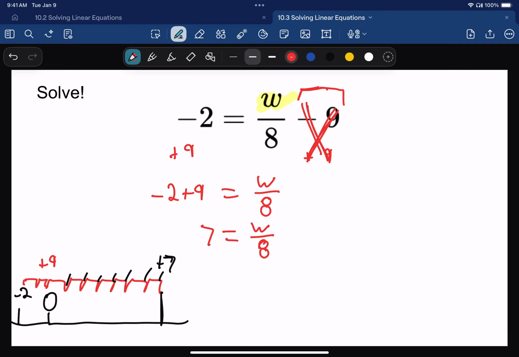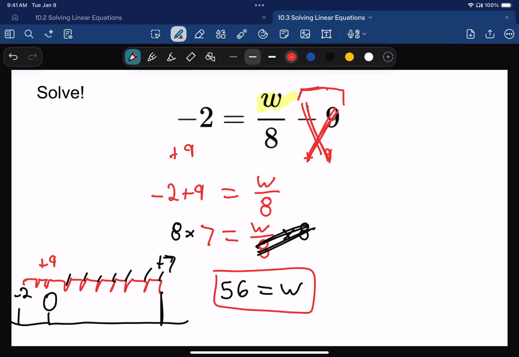Okay, and now we need to figure out what w is. So we're going to do the opposite of dividing, and we're going to multiply by 8. Whatever we do to one side, we have to do to the other. And so now these are going to cancel each other out, division and multiplication. And we have 7 times 8, which is 56, equals our answer of w.